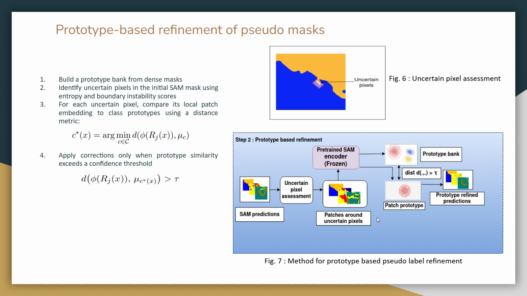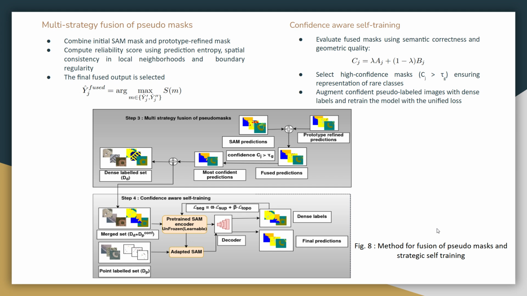Next, we have to either select one of these predictions or merge them. So we go through a multi-strategy fusion of pseudo masks. The original SAM mask is there, the prototype refined mask is there. Each will capture different strengths. So instead of averaging, we perform a confidence-based fusion. A reliability score will be evaluated using prediction entropy, spatial consistency, and boundary regularity. The mask with the highest structural confidence will be selected as the fused prediction.